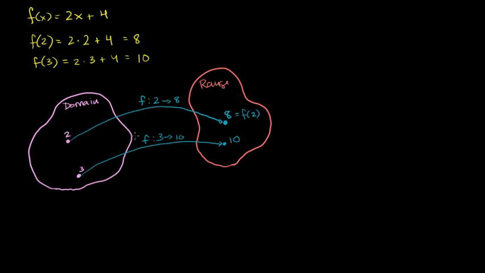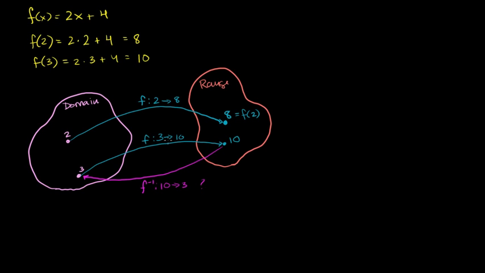Now, this raises an interesting question. Is there a way to get back from 8 to the 2? Or is there a way to go back from the 10 to the 3? Or is there some other function, we can call that the inverse of f, that'll take us back? Is there some other function that'll take us from 10 back to 3? We'll call that the inverse of f, and we'll use that as a notation. And it'll take us back from 10 to 3.